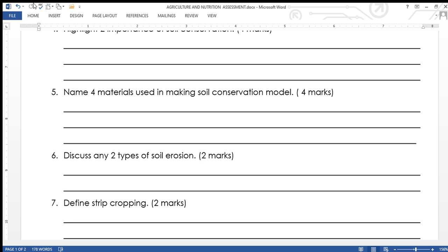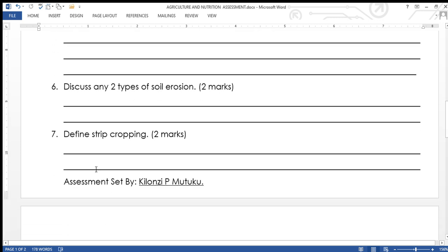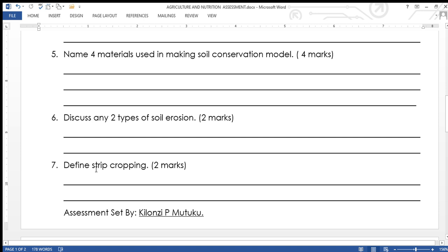Now we go to question 7. Question 7. We have one group reading and the other one presenting. I don't know which group wants to read. Just raise up your hand. Group 2 you read. Then group 8 presents. Repeat.